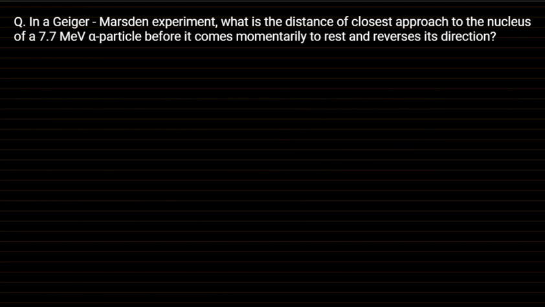Now similarly, they have given you the kinetic energy of the incident particle, 7.7 mega electron volt. So if it's 7.7 mega electron volts, therefore the kinetic energy can be written as 7.7 times 10 to the power 6 multiplied by 1.6 times 10 to the power minus 19 joules. Fine. So this is the kinetic energy of the incident alpha particle.